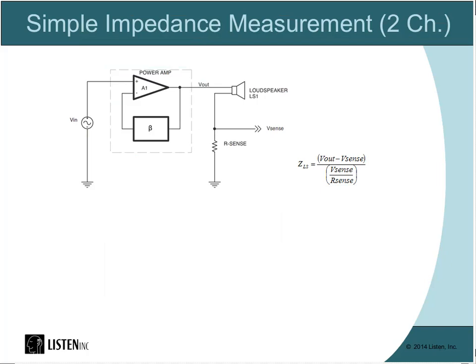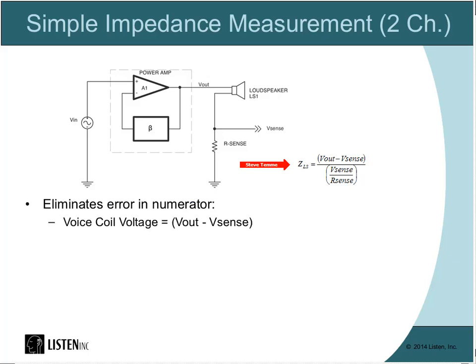So an alternative is to actually measure the terminal voltage across the loudspeaker at the same time as measuring the voltage across the sense resistor. This has a couple of huge benefits. So basically, our impedance calculation now is just going to be V out minus V sense, which is the voltage across the loudspeaker. And again, it's divided by the current, V sense over R sense. So pretty straightforward. So this eliminates errors in the numerator. So the voice coil voltage is actually V out minus V sense.